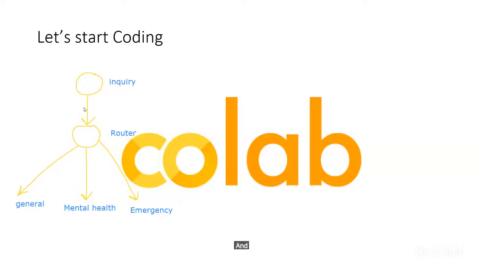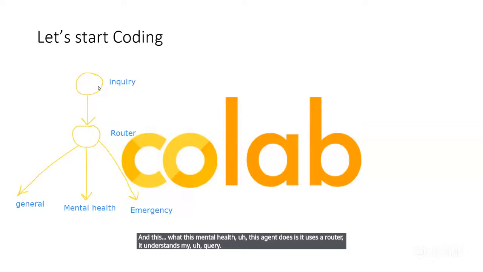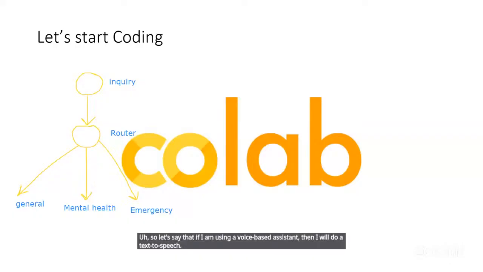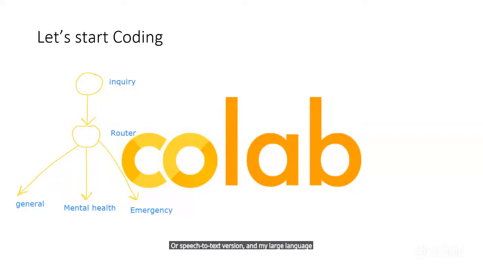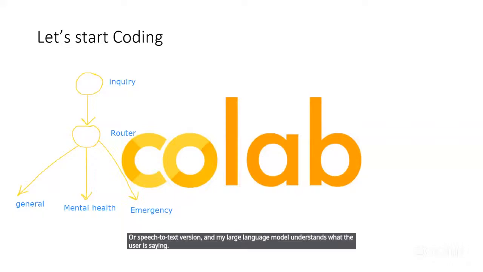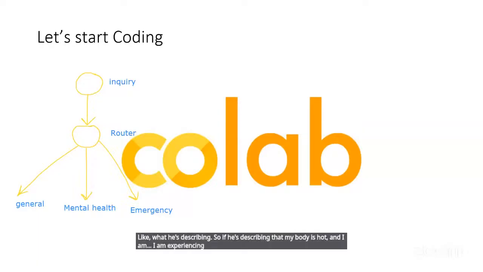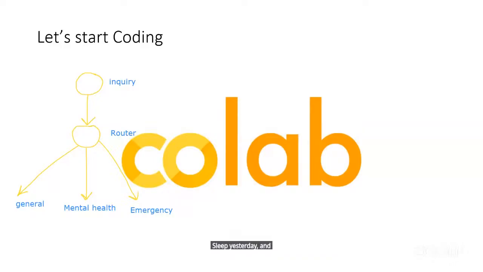This mental health agent uses a router. It understands my query. Let's say I am using a voice-based assistant with speech-to-text, and my large language model understands what the user is saying, what he is describing. So if he is describing that his body is hot and he is experiencing chills, he did not sleep yesterday, and he is experiencing this fever.